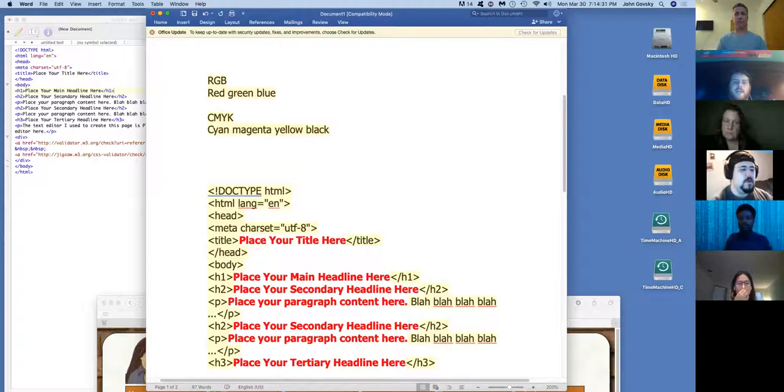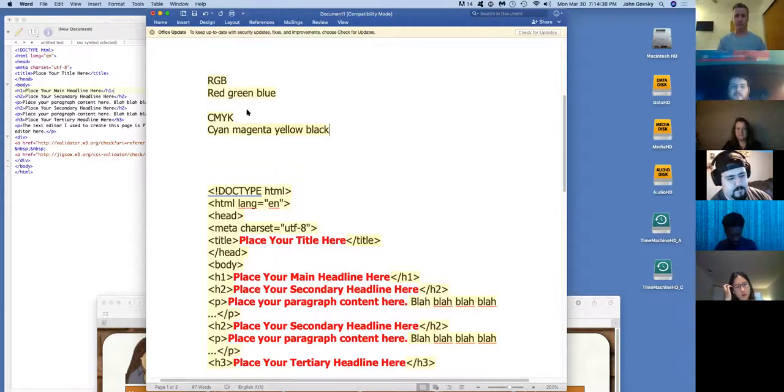It's the key color. The K stands for key. Key color. Oh, does it? Okay. Yeah. Good. I never knew that. Very cool. So, but RGB is what we're concerned with here.